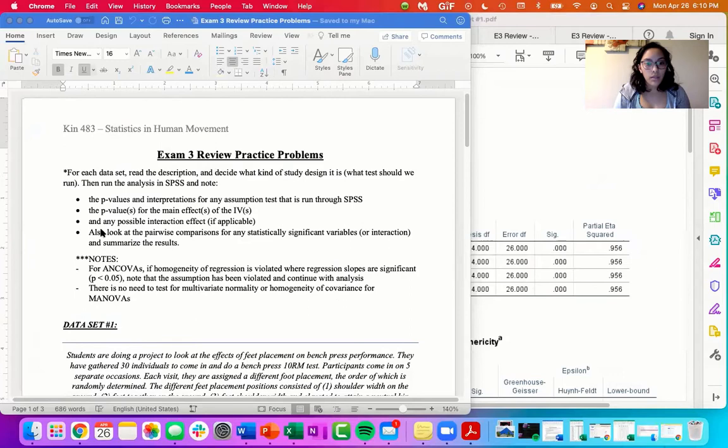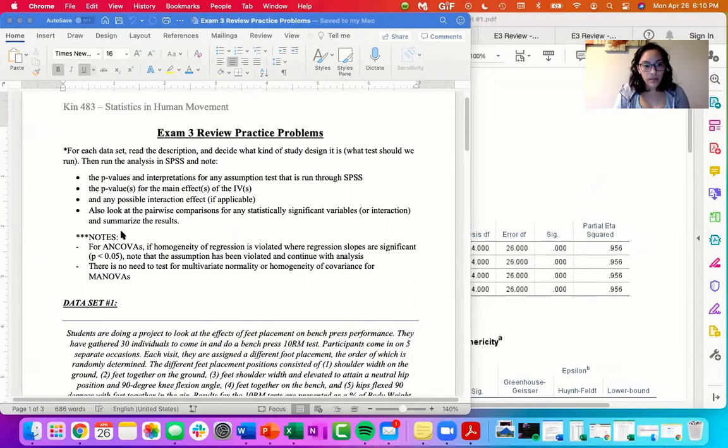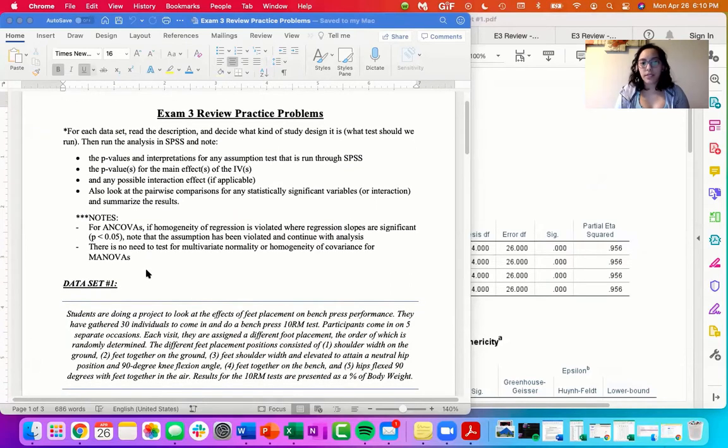Okay. So for the review problems for each data set, I've given you a description or a scenario. It'll pretty much be similar to what you guys have been doing. We're identifying variables and variable types. Based on that information, we pick which test we would want to run.